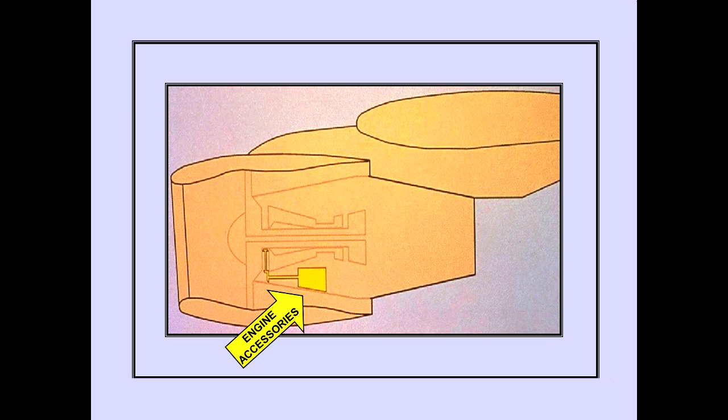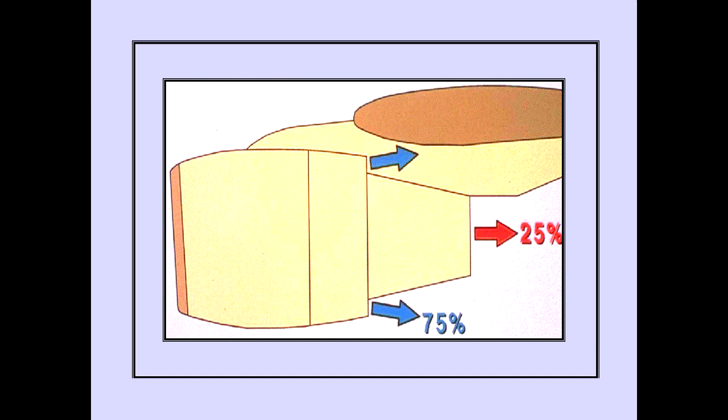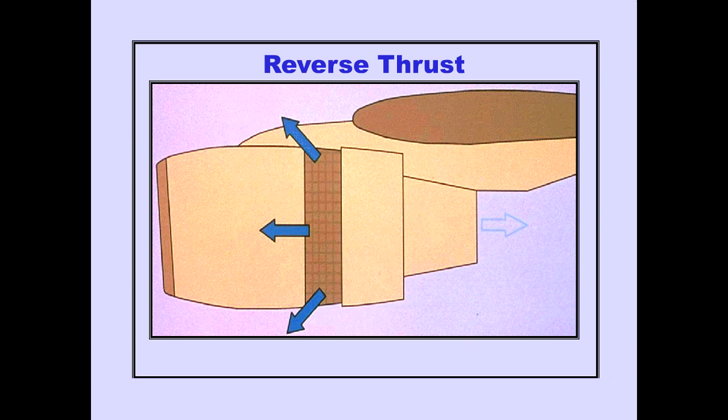Engine accessories are powered by an accessory gearbox driven by the N2 rotor. Each engine can develop 57,900 pounds takeoff thrust. Approximately 75% of this thrust is generated by the bypass fan. Reverse thrust is accomplished by fixed cascade fan reversers.